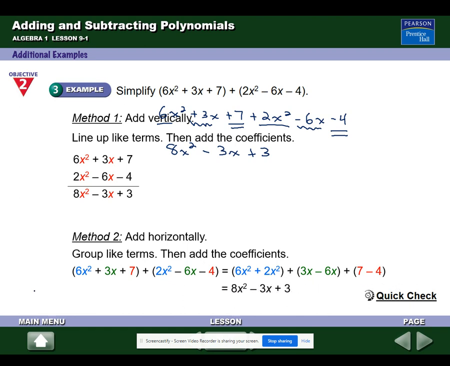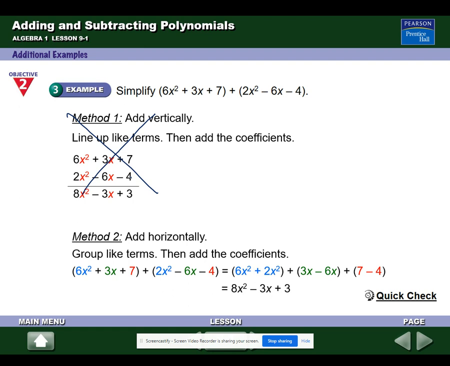And that's what they're showing there in their bottom method. Notice we got the same thing. 8x squared minus 3x plus 3, 8x squared minus 3x plus 3. Again, the adding horizontally method is better. I would steer away from this. That's more than a personal opinion. My colleagues would all agree with me on that.